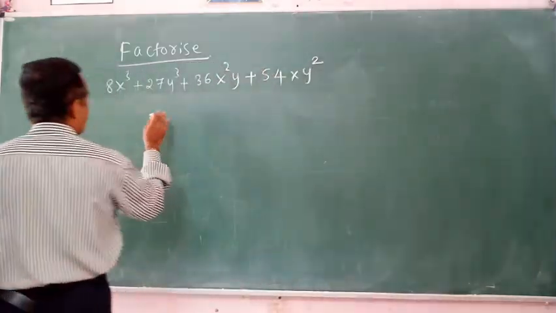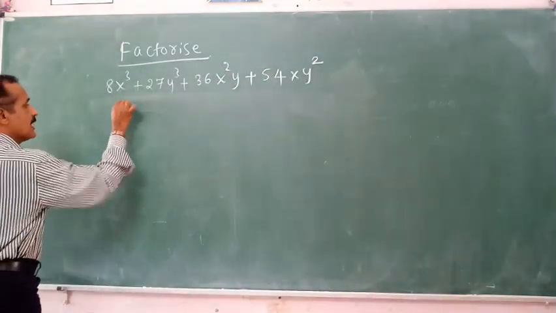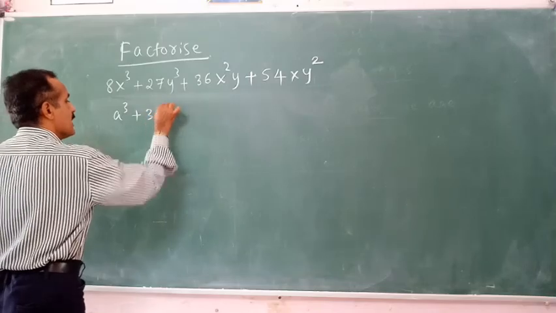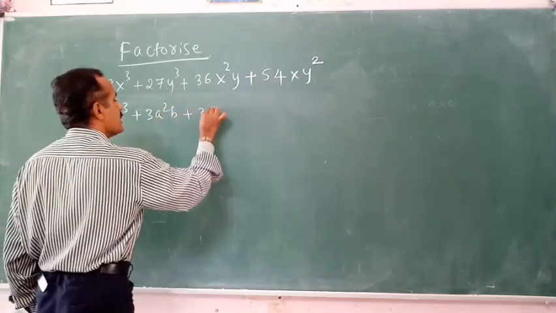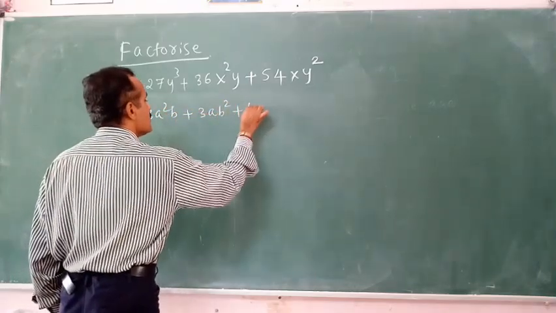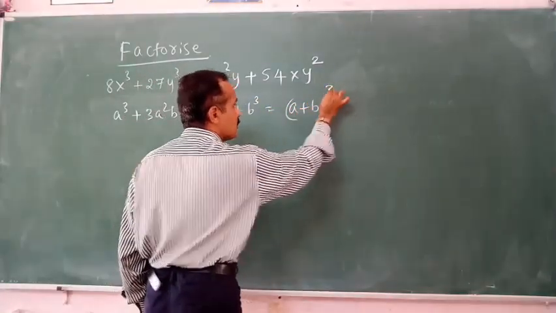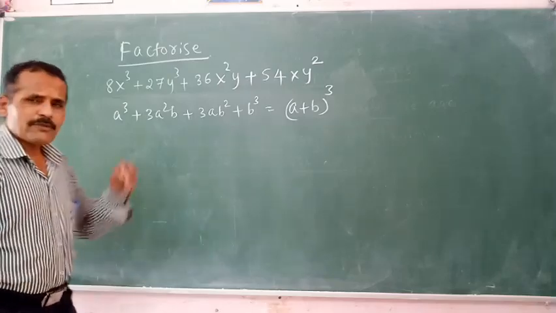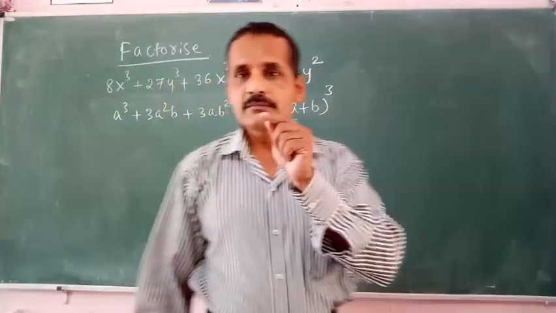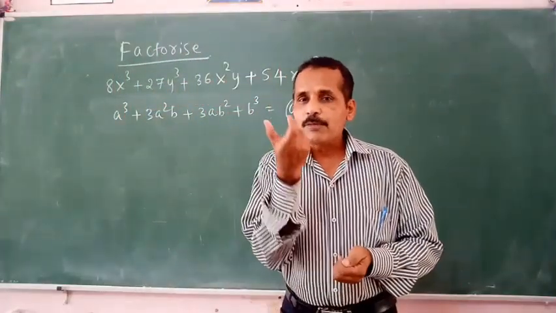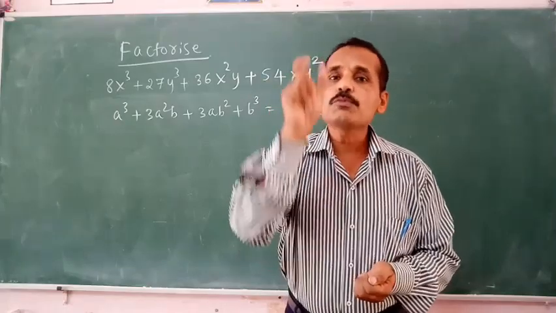So let me write the formula first. It is a cube plus 3a square b plus 3ab square plus b cube is equal to a plus b the whole cube. So my first work is to identify where the perfect cubes are and what are the cube roots of those.